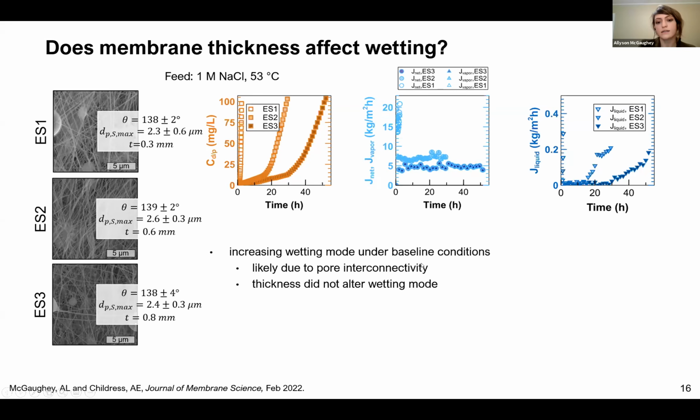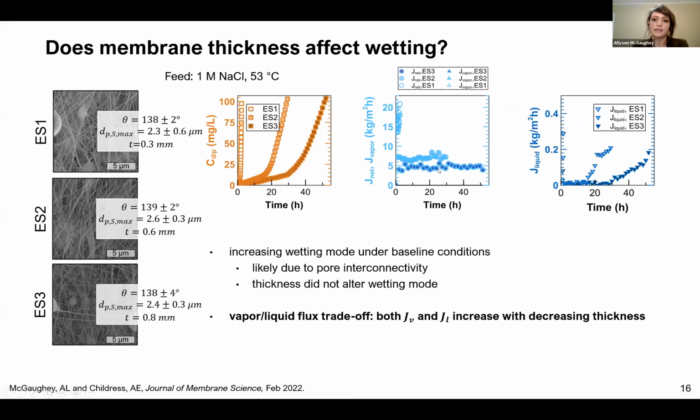So similar to pore size, we saw that thickness apparently does not affect the wetting mode. And we can also see here a trade-off between vapor flux and liquid flux due to membrane thickness, which is not typically understood to affect liquid entry pressure. So this is kind of interesting. So we see that as membrane thickness decreases, we obtain a higher vapor flux, but at the same time, wetting is more severe and occurs earlier.